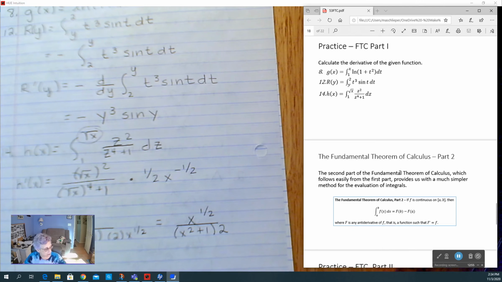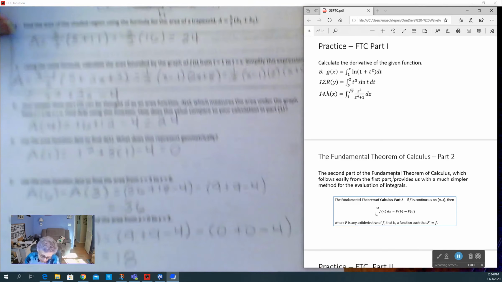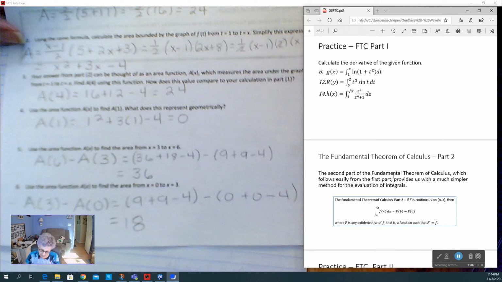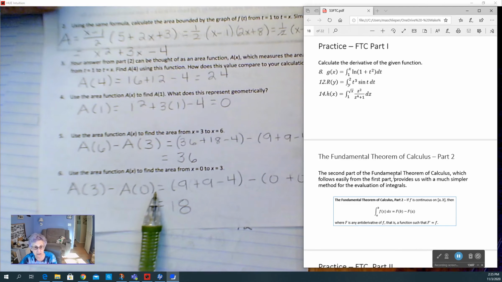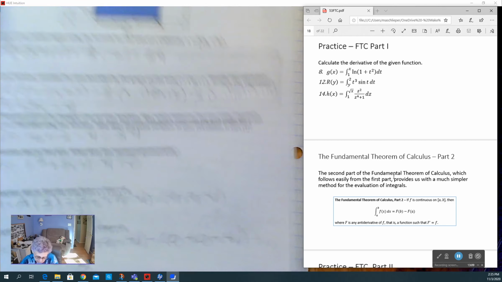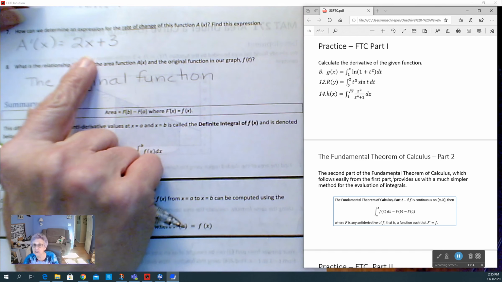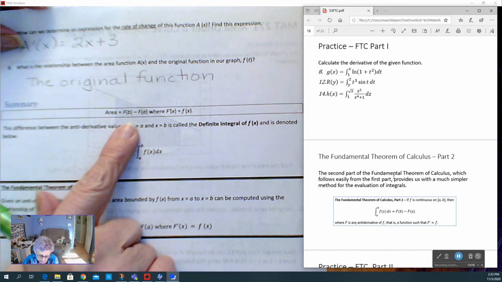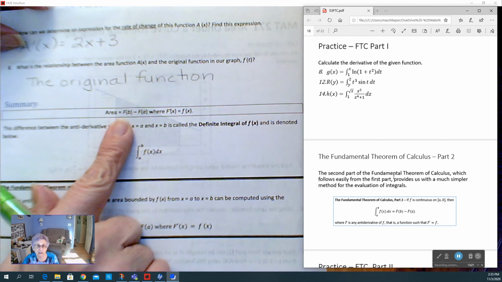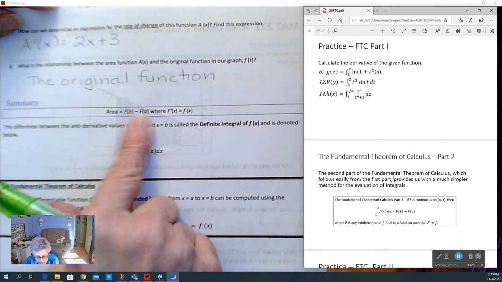Fundamental Theorem of Calculus Part 2 is what we figured out by plugging all these numbers in here. We plugged in 6 and 3. We plugged in 3 and 0. We plugged these numbers into the antiderivative of the original function, which tells us that the area is equal to the antiderivative at the bigger number, or the top, minus the antiderivative at the bottom.